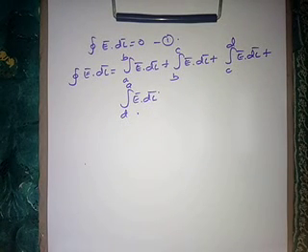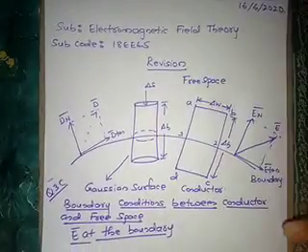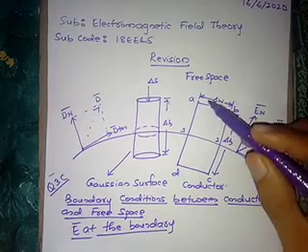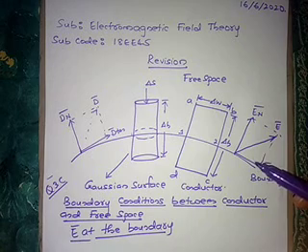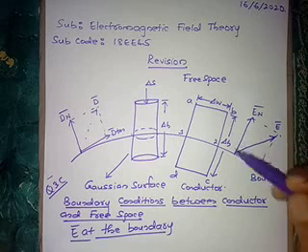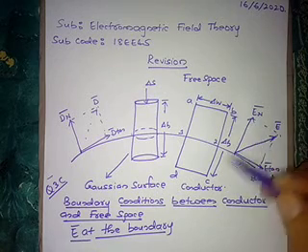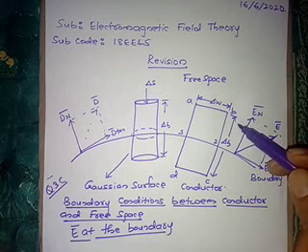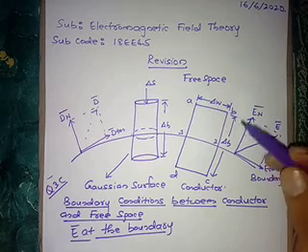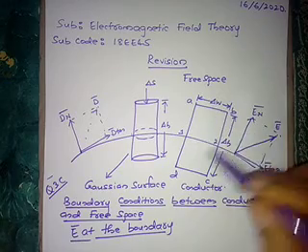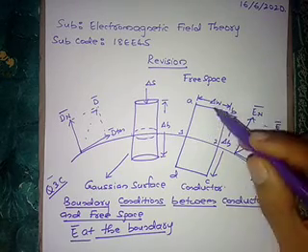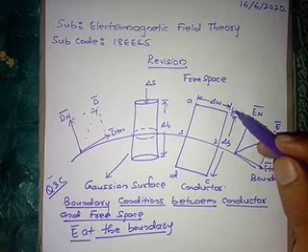Here the surfaces are such that the sides AB and CD are parallel to the boundary, whereas AD and BC are normal to the boundary. If we consider this rectangle, this is a rectangular element with height delta H and width delta W. This rectangular element is placed in such a way that half of the closed path is in the conductor and half of the closed path is in the free space.